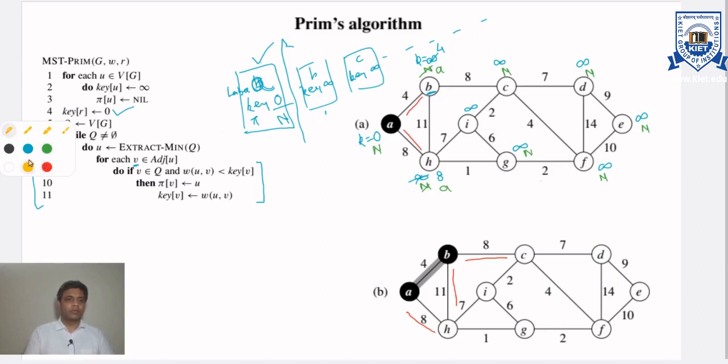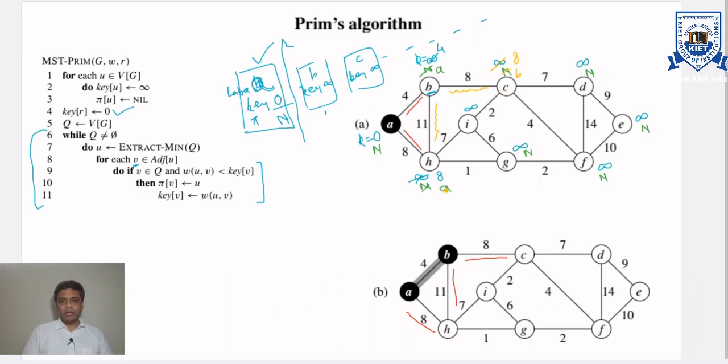So we would consider these two nodes and change some values. Once B is extracted, B would be considered as U, and V is considered as C once and H once. So for C, the key value of C would be updated. This nil would be B and this infinity would be 8, because you are coming from the node B to C.